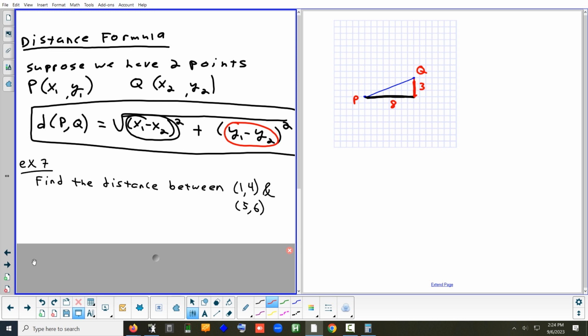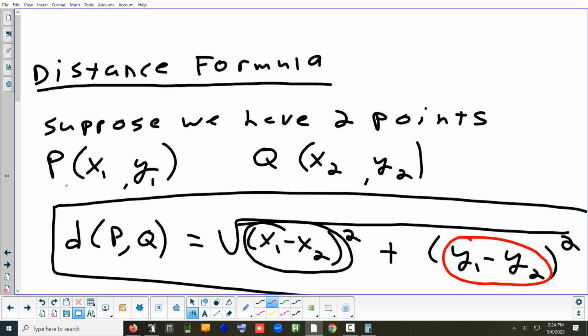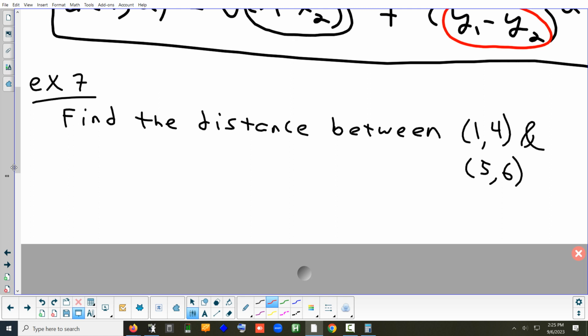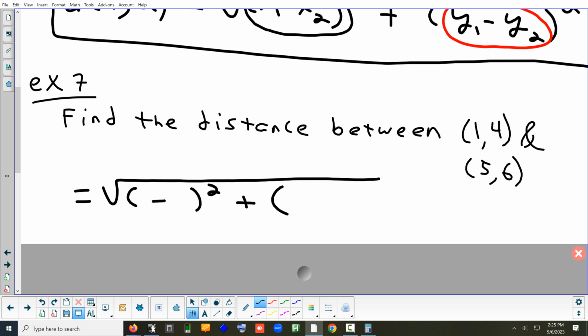Right, let's try this. So find the distance between (1, 4) and (5, 6). So first thing I do is write down everything in the formula. Now all I have to do is fill it in, and I don't have to think about the formula at the same time. So write the formula. You can have a reference sheet on tests, so this would be a good formula to put on your reference sheet.